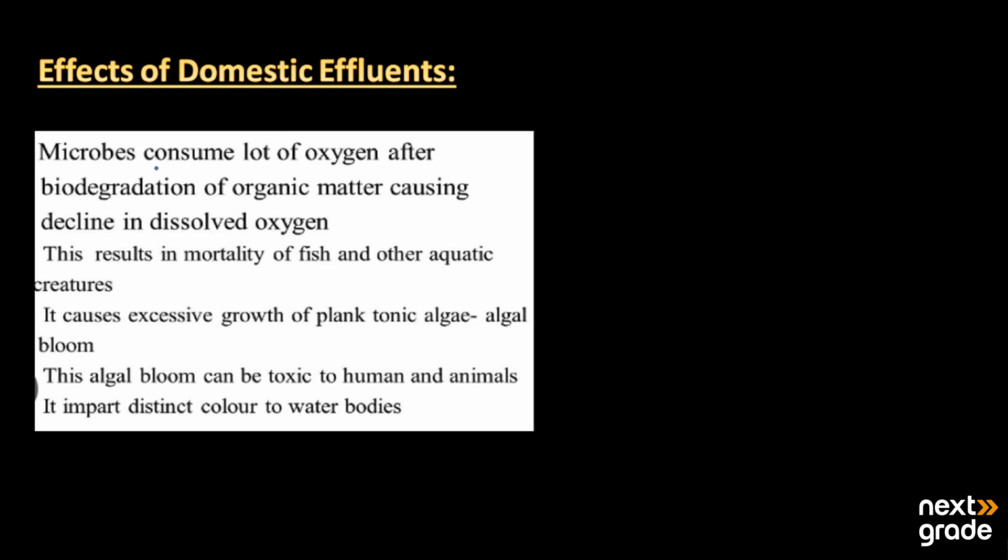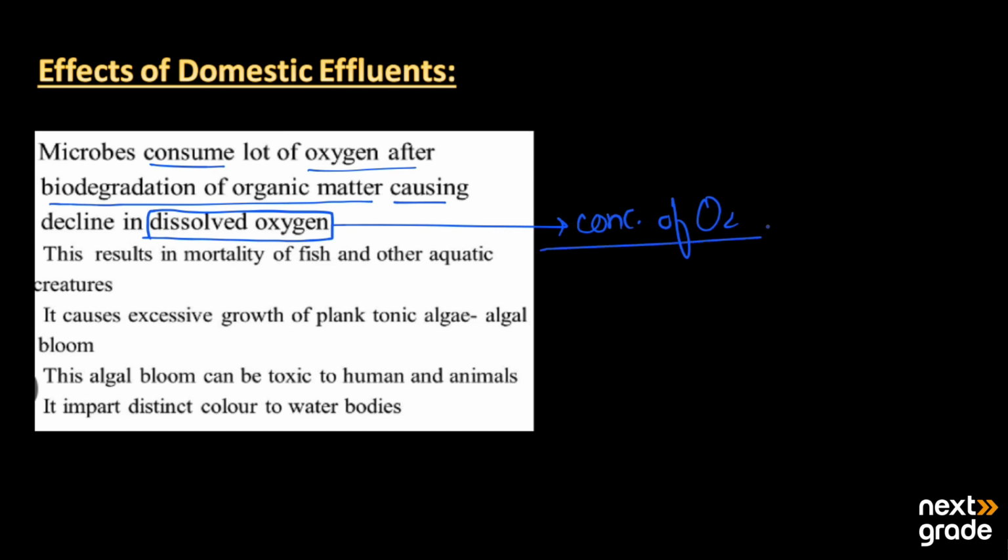So here we have some other effects of domestic effluents. Number one, microbes consume a lot of oxygen after the biodegradation of organic matter, causing a decline in dissolved oxygen. So these detergents decrease the concentration of oxygen in the water. This results in the mortality of fishes and other aquatic creatures. So they will have a very bad effect on their life.